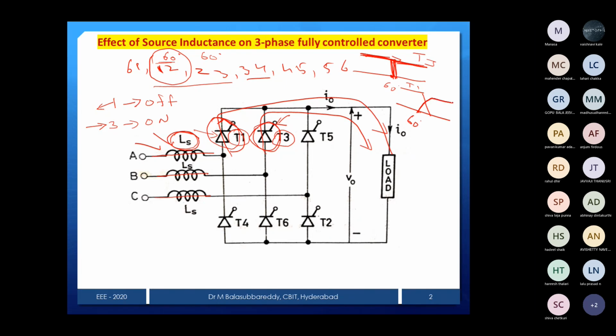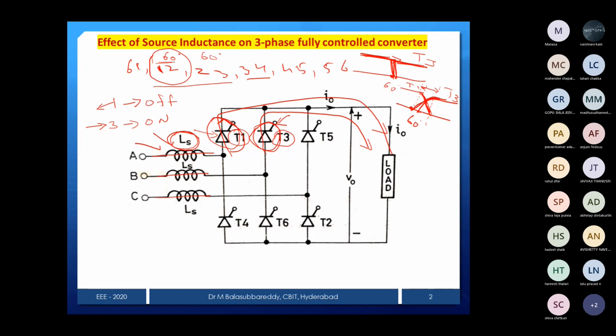Now we can notice during this instant, what is the observation? At 60 degrees, T1 current is still present for some duration, from here to here. In this gap, we notice that T1 current is also available. This is the T3 current, and from 60 degrees onwards T3 current is also available. Let it be, this is 60.